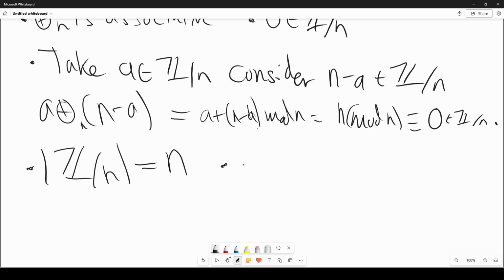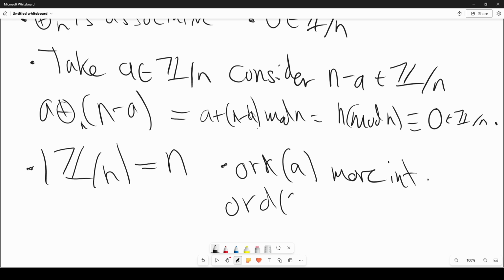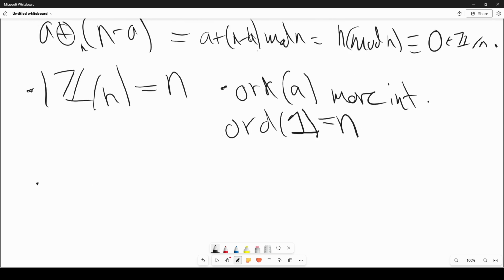We also see that the order of some element A is more interesting, and in fact will depend on what n is. So we do have one case, which is that we know the order of 1 is n. This is because you get 1 plus 1 plus 1, you need to do that n times, so eventually you get to 0. But the order of other elements is more interesting, and I'll leave that as an exercise. So the reason why the order is interesting is, like I said, it depends on what n is.